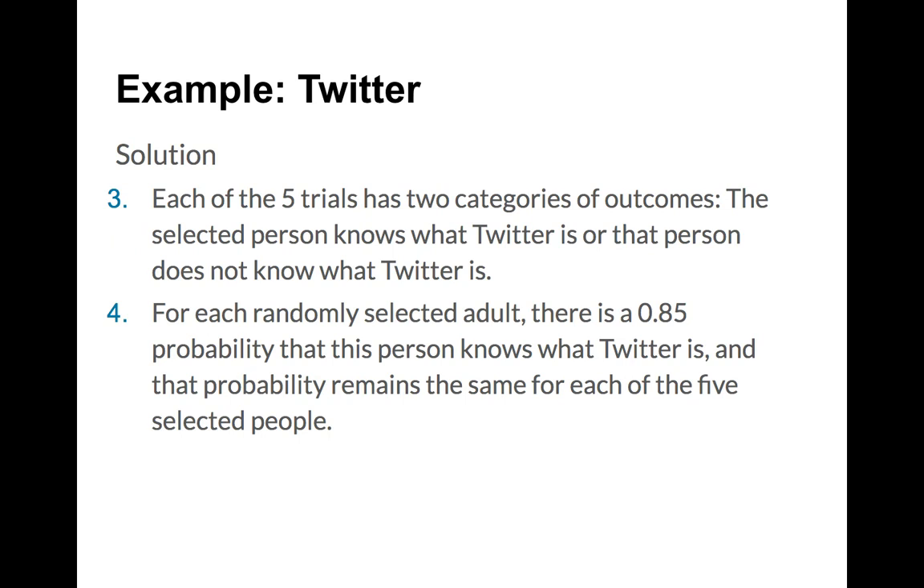Condition 3, each of those 5 trials, they either know what Twitter is or they don't. 2 outcomes. And lastly, every adult has a probability of 0.85 that they know what Twitter is, and it's the same for all adults, so it works. The probability of success is fixed for all trials. So that tells us, yay, this is a binomial probability distribution.